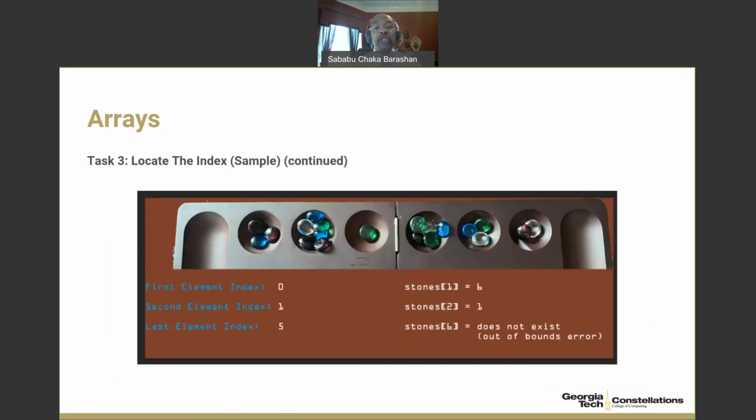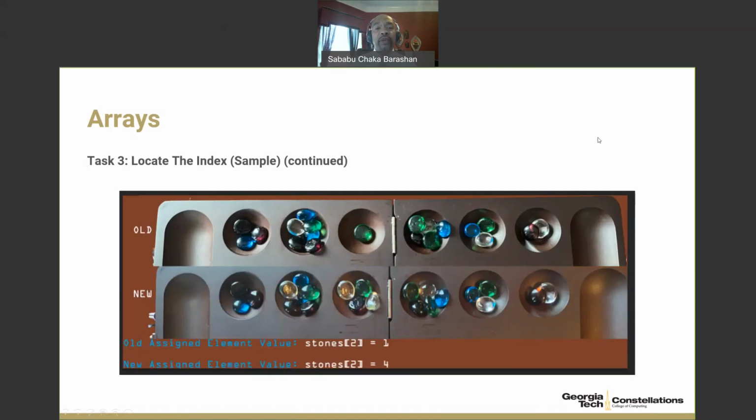Okay, so just notice that although my first element has index 0, when I invoke stones[1], I actually get the value of 6, not 3, because stones[1] gives me my element at index 1, which is my second element. And then stones[2] gives me my third element value of 1. It's not the second element, it's the third element. However, when I invoke stones[6], remember 6 is not part of my indices for this example, so it does not exist. It will give me an out of bounds error.